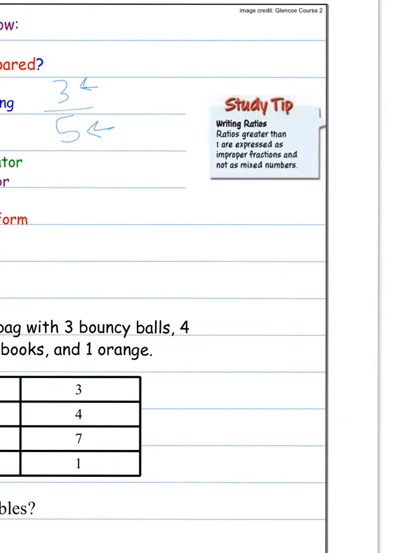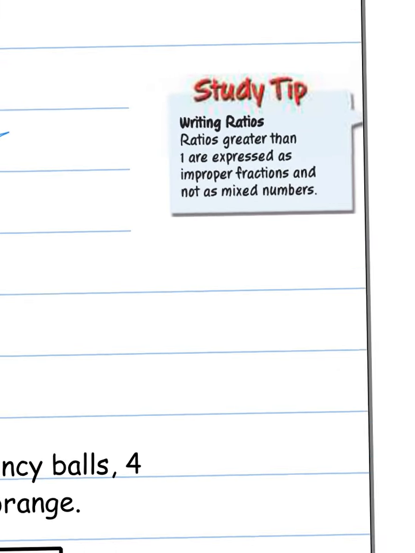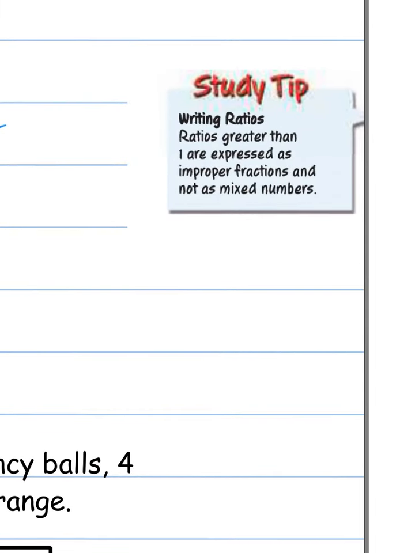There's one thing that I want you to note: when we are writing ratios greater than 1, they are written as improper fractions, not as a mixed number. So if we were to read that the other way, 5 girls for every 3 boys, it would be 5 over 3, and we would leave it like that.